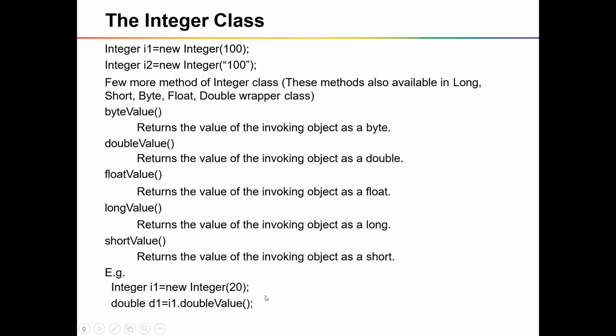So here we have an Integer i1 with a value of 20, and suppose you wanted it as a double, you can go with i1.doubleValue(). So that will return the double value of a given integer.